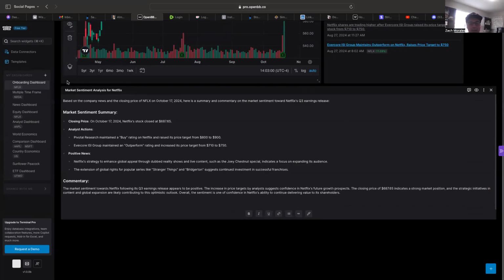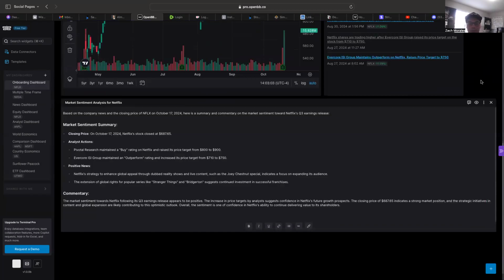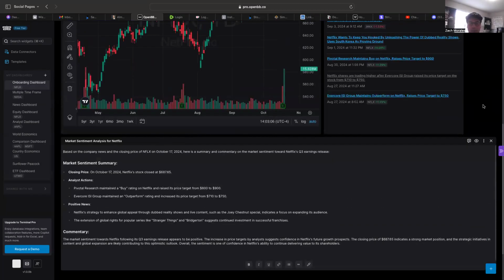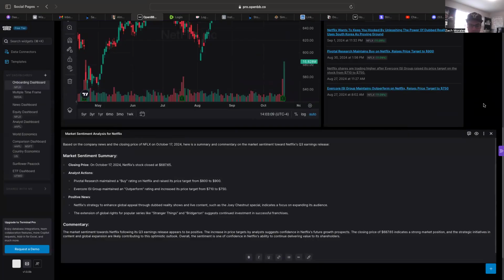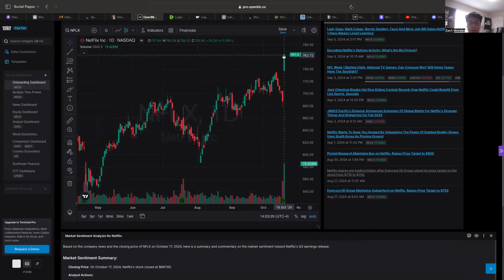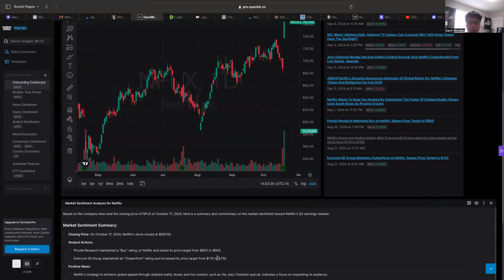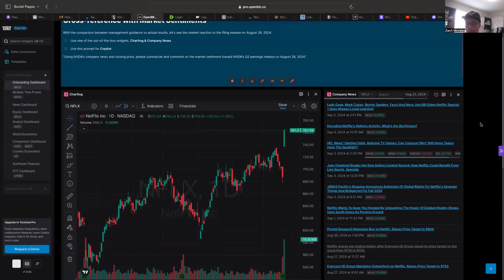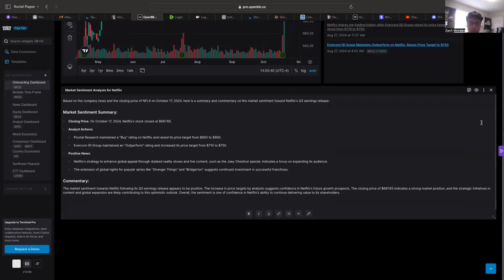But if we take a look, using the ChatGPT Copilot that is in the OpenBB terminal, based on the company news and closing price of Netflix, Pivotal Research still maintains a buy rating and raised its price target from 800 to 900. We just looked at that. Evercore maintained an outperform rating, increased its price target from 710 to 750, and we're already above that. It's always kind of odd to me whenever people raise their price targets and say outperform, but their price target is below where the price currently is. That's always a little interesting to me.